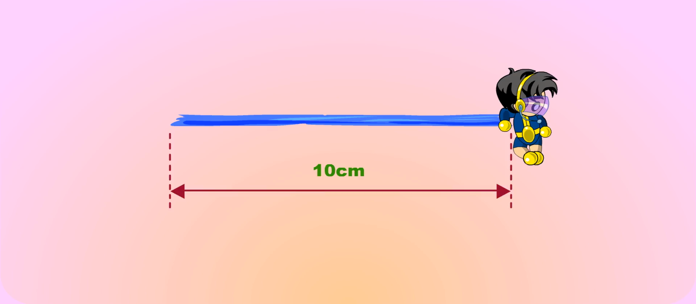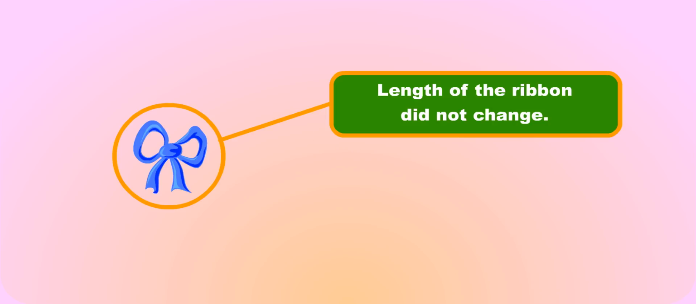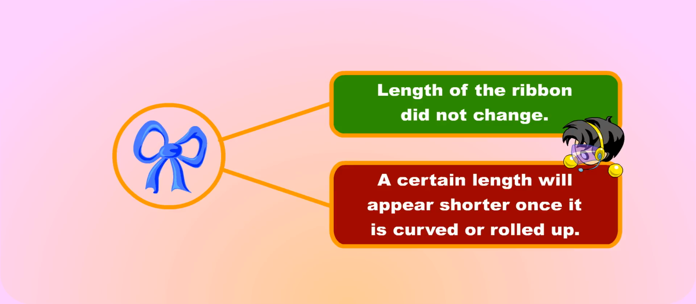Let's take a look at this 10 centimeter long ribbon now, and after it is made into a bow. Do you think there is a difference in length? Now the ribbon seems shorter. But I know that the length of the ribbon did not change. So, why does it look shorter now? Well, that's because it's tied together. A certain length will appear shorter once it is curved or rolled up.